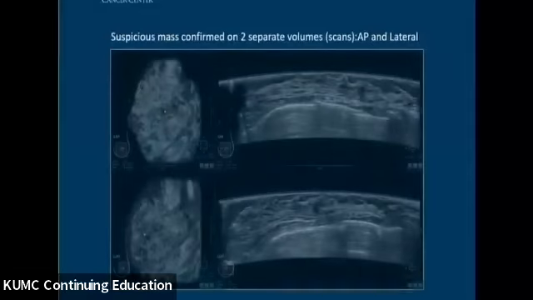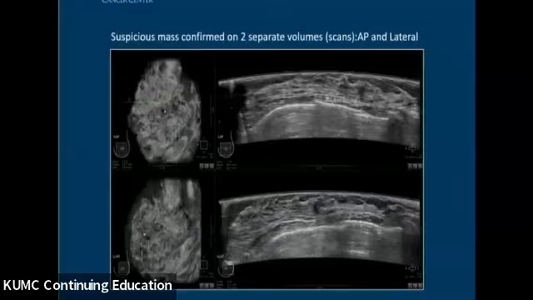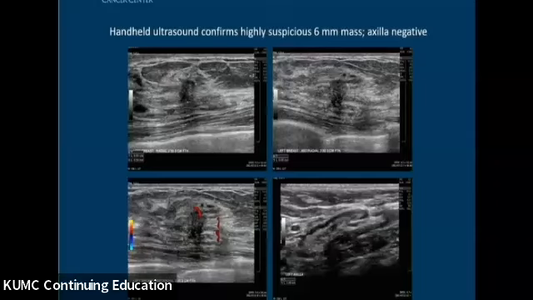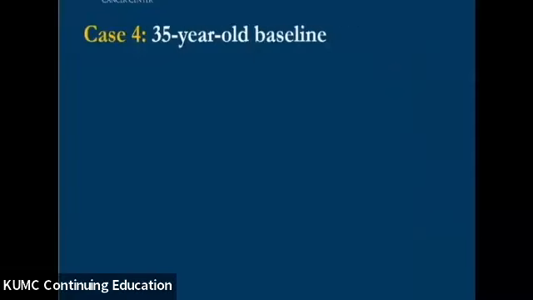We also get multiple volumes. So in a standard examination, we have an AP, a lateral, and a medial projection. And so we like to confirm the abnormality in 2 volumes. And so here we see it in both the AP and the lateral projection. At KU, we do read these like a true screening exam, like mammography. So we call them back if we find an abnormality for a traditional handheld screening or handheld diagnostic examination. And this again confirms an irregular suspicious mass. The axilla was normal, and this was a grade 2 invasive ductal carcinoma.